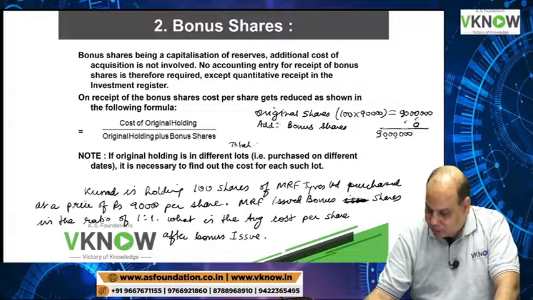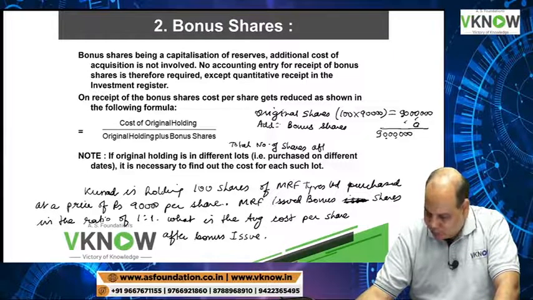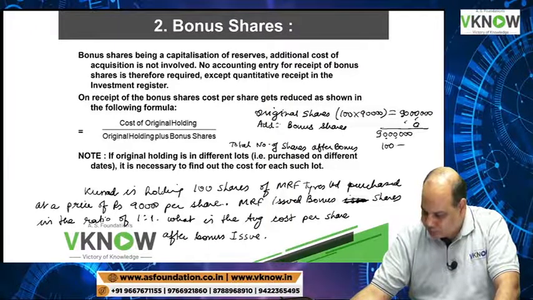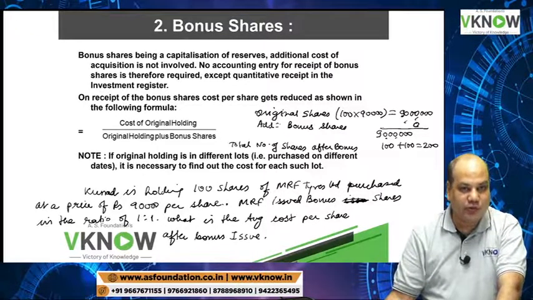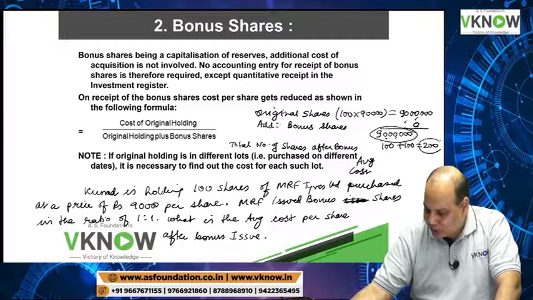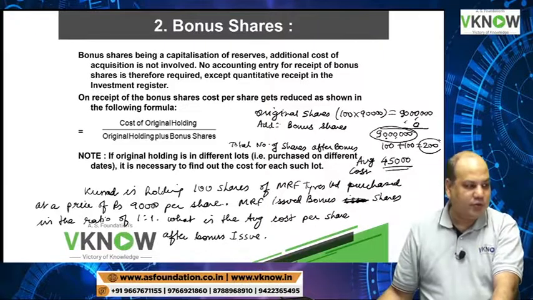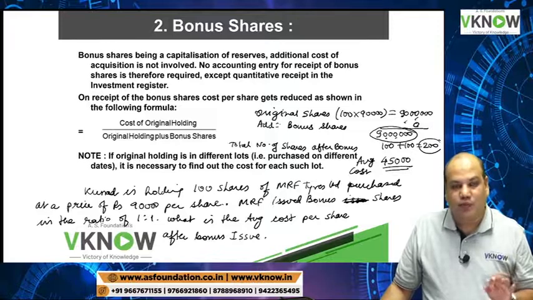Total number of shares after bonus issue: 100 original, 100 bonus, 200. So therefore average cost is 90 lakh divided by 200, which will become rupees 45,000.